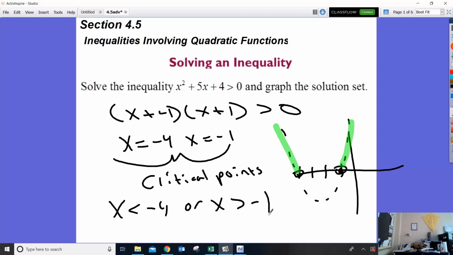This is asking you where is this stuff more than 0? More than 0 anywhere on this path. So anywhere where x is greater than negative 1. Like if x was 0, the graph is above 0. So your relationship to that negative 1 has to be to the right. Does anybody know how to write that as an interval?